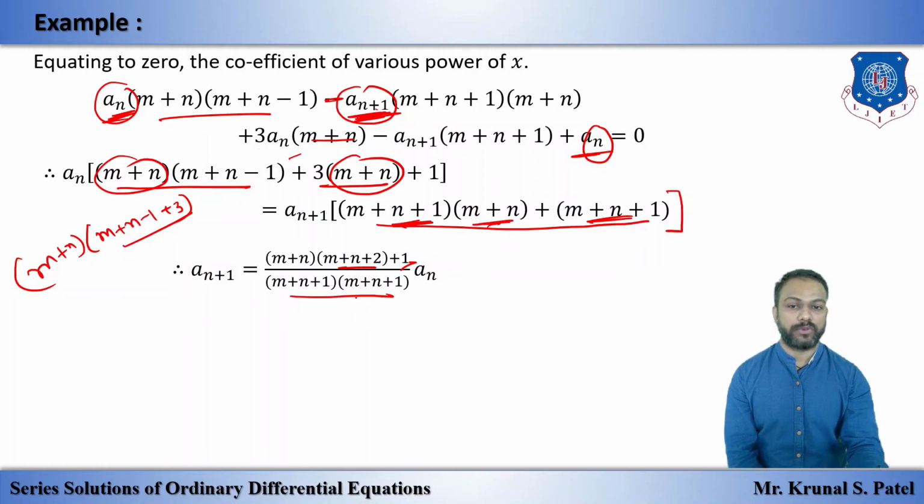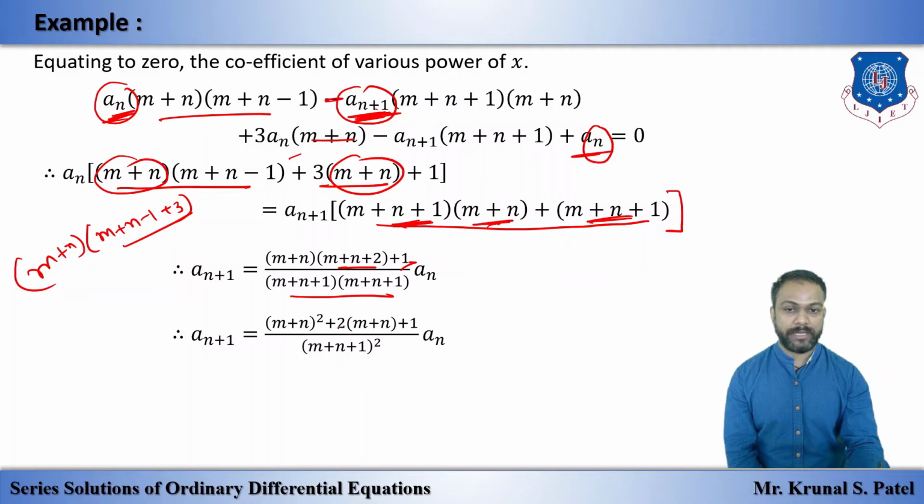So we have two terms. So in the denominator we have the whole square. Okay. And now we can multiply this with m plus n. This becomes the whole square. And if we multiply with 2, so 2 into this. And this gives us m plus n plus 1 whole square.